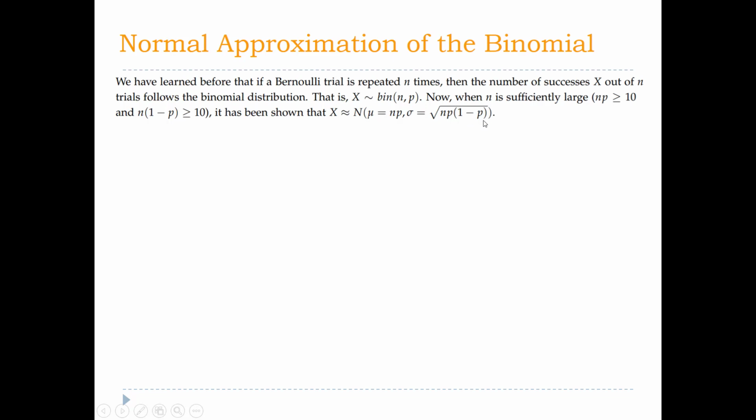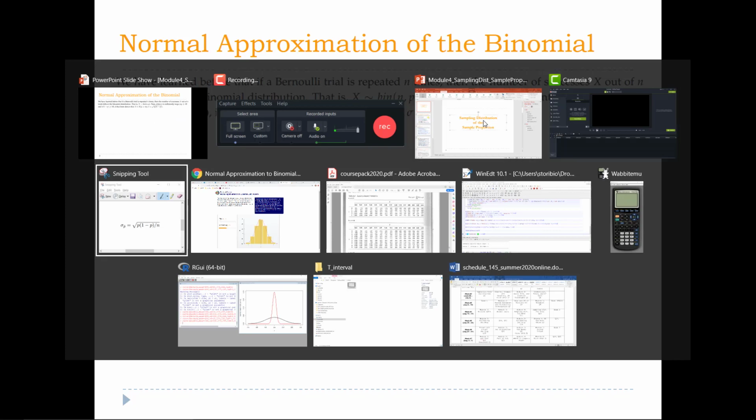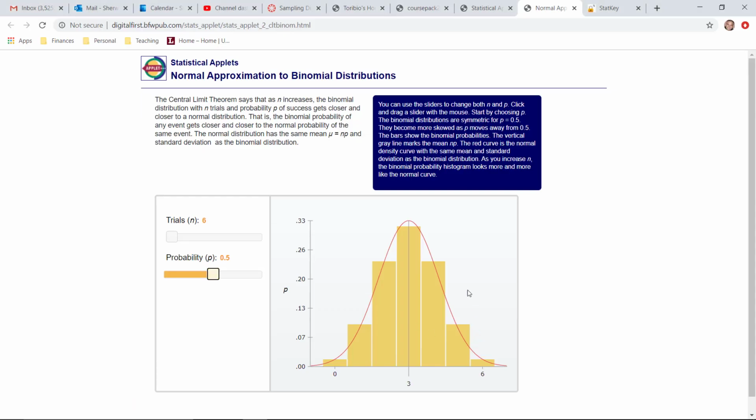Let me illustrate this with an applet. So this is an example where you have a binomial distribution with 6 trials. So the possible number of successes would be 0, 1, 2, 3, 4, 5, or 6. And the success probability here is 0.5. And if you look at the probability histogram of this binomial distribution, it is symmetric. That's because the probability of success is 0.5. And so it looks more or less like the normal distribution, right?